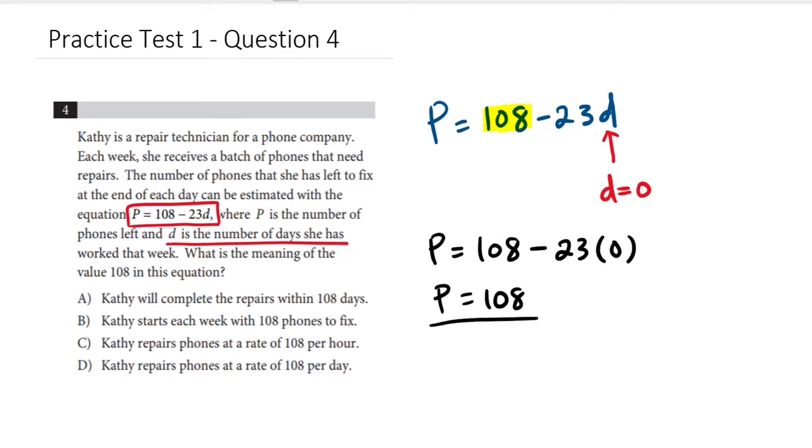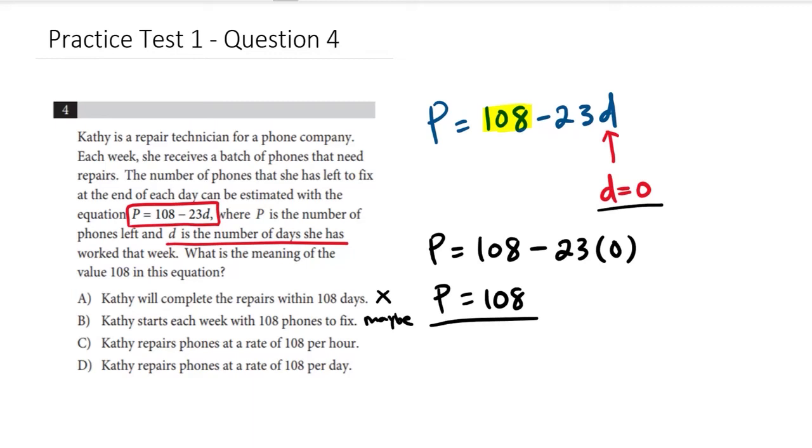So when D is 0, so when she hasn't done any work, the P value, the number of phones left, will be 108. When D is 0, that's the very beginning of the week. So that means she started with this many phones each week. If you read the choices here, A, Kathy will complete the repairs within 108 days. I don't think so. B, Kathy starts each week with 108 phones to fix. It's most likely the answer, but let's check the other choices.